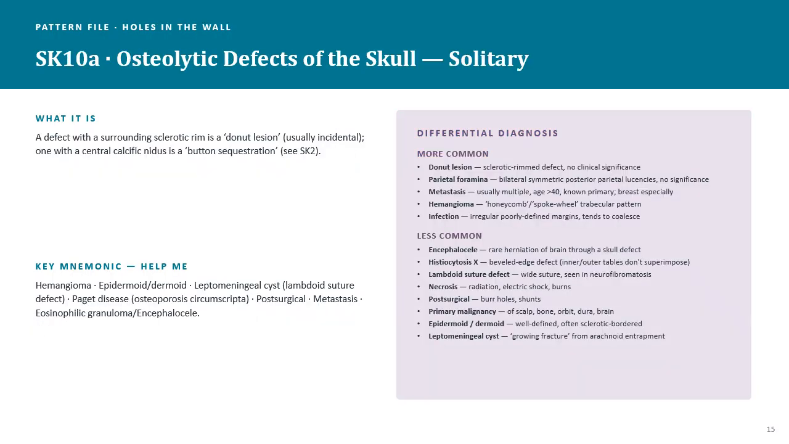The next skull pattern is solitary osteolytic defect. So when we're looking at these on an X-ray, we're basically seeing one area of the skull where there's some sort of bone that's been lost or destroyed. On the X-ray, it's going to look like a dark spot or a hole in the skull. And some of these findings can be harmless. So things like that donut lesion where we see the dark center surrounded by a white rim.